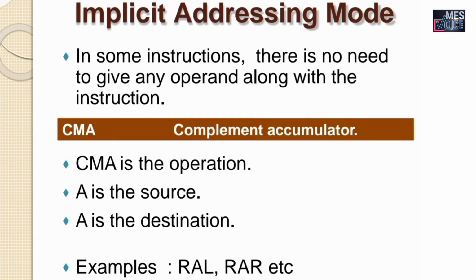The next is implicit addressing mode. In some instructions, there is no need to specify any operand along with the instruction. Examples are CMA, RAL, RAR. Here there is no explicit operand in these instructions. Here the operand is given in the accumulator.